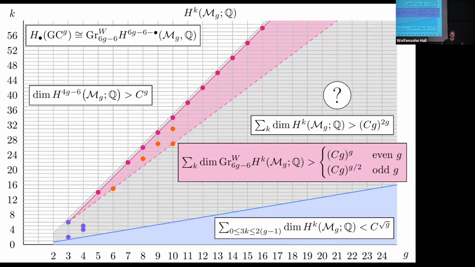Any questions? Yes, Alex. So actually, I have two questions, and you can pick which one to answer. First question: you showed a lower bound for this total dimension of homology. Is there anything known about the upper bound? And the other question is, is there some intuitive way to see why even genus and odd genus have this different behavior?